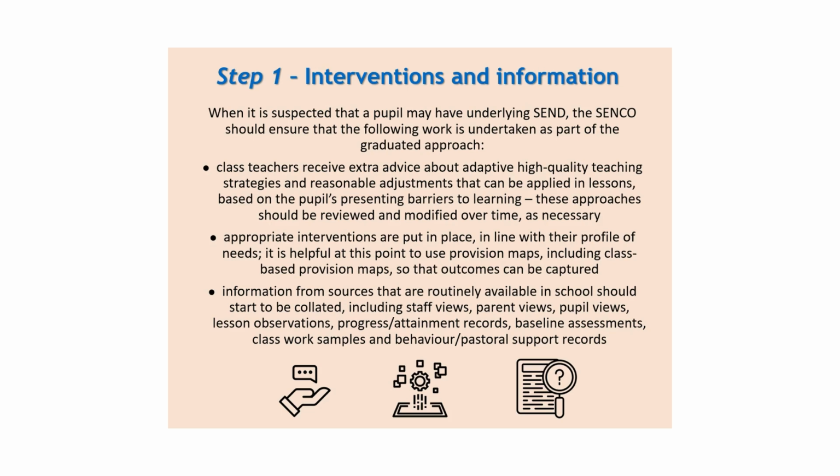Appropriate interventions are put in place in line with their profile of needs. It is helpful at this point to use provision maps, including class-based provision maps, so that outcomes can be captured. And information from sources that are routinely available in school should start to be collated, including staff views, parent views, pupil views, lesson observations, progress and attainment records, baseline assessments, classwork samples, and behaviour or pastoral support records.